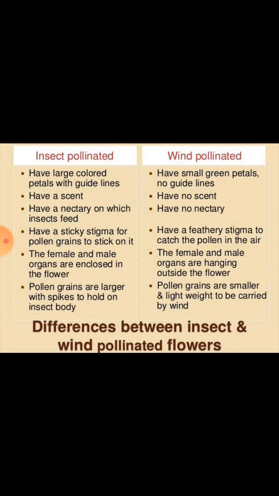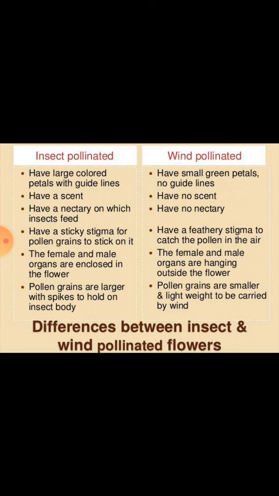They have a sticky stigma so that pollen grains easily attach and stick on it. Female and male organs are enclosed in the flower. Pollen grains are larger, which helps them hold on to the insect's body. The next best example is Salvia.